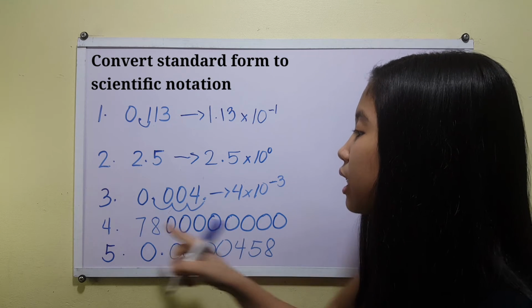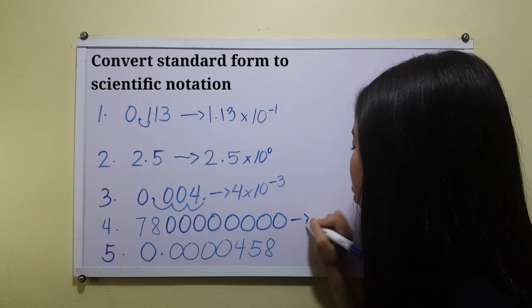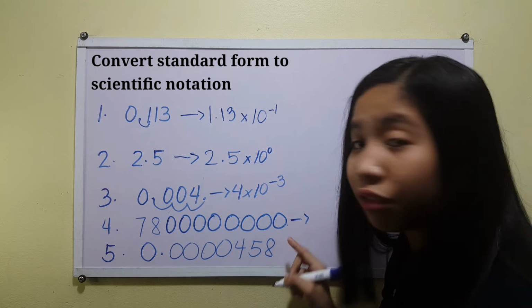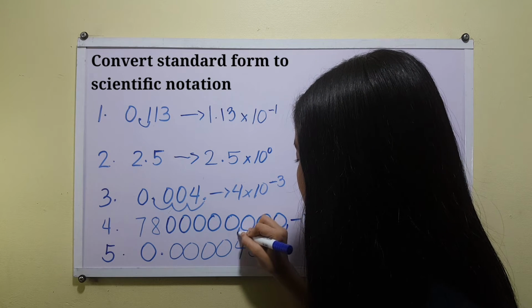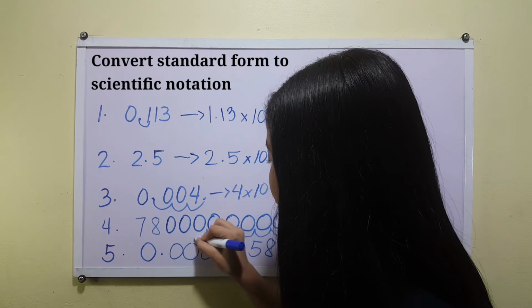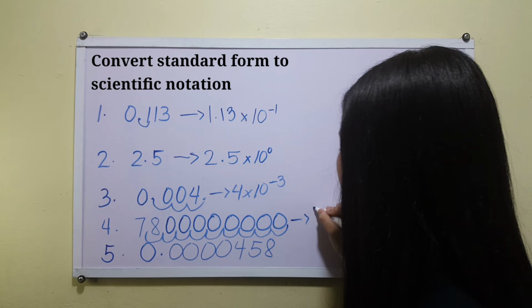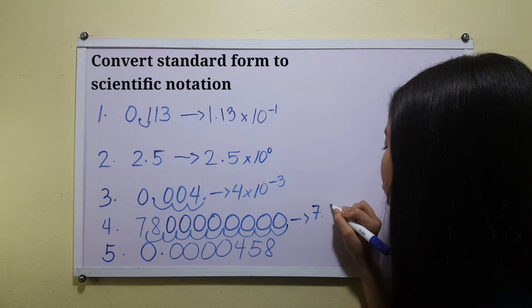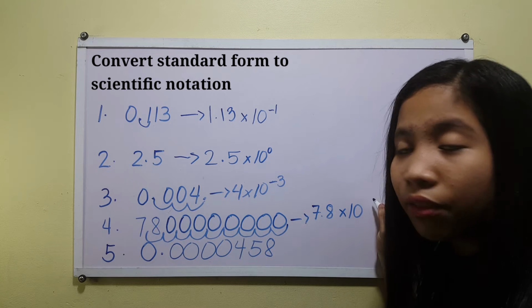Next, we have 7,008,000,000. So let us move our decimal point from here, after the ones digit. So 1, 2, 3, 4, 5, 6, 7, 8, 9. So we have 7.8 times 10 to the power of 9.